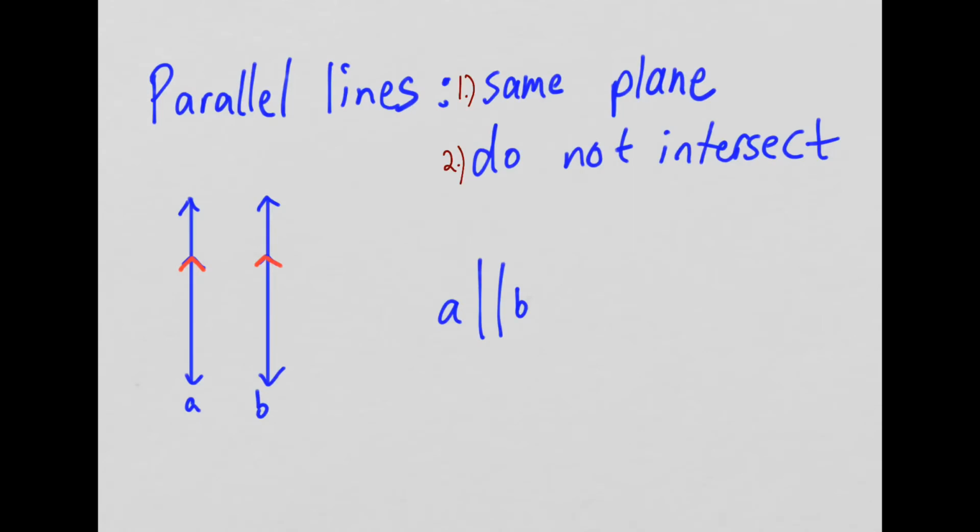This video is a review for Chapter 3.1 through Chapter 3.4. We look at three different types of lines, the first one being parallel lines. By definition, they are on the same plane and they do not intersect. These little arrows are used to indicate that two lines are parallel, and these double vertical lines are a symbol to say that A is parallel to B.